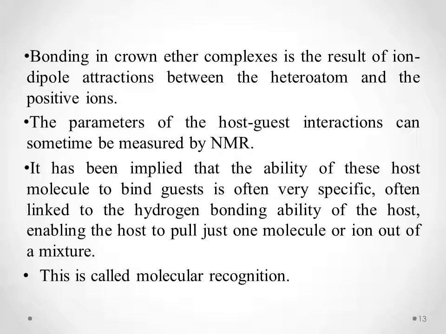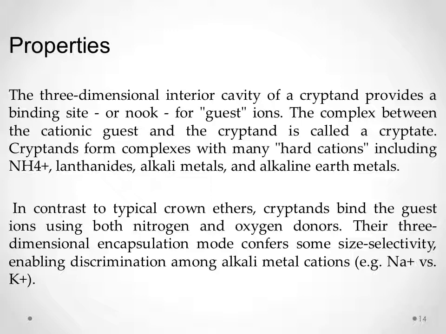The parameters of the host guest interaction can sometimes be measured by NMR. It has been implied that the ability of these host molecules to bind guests is often very specific, often linked to the hydrogen bonding ability of the host, enabling the host to pull just one molecule or ion out of the mixture. This is called molecular recognition. The three-dimensional interior cavity of the cryptane provides a binding site or knob for guest ions. The complex between the cationic guest and the cryptane is called the cryptate.